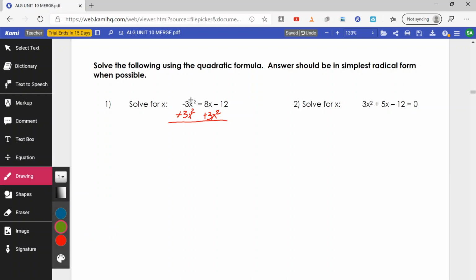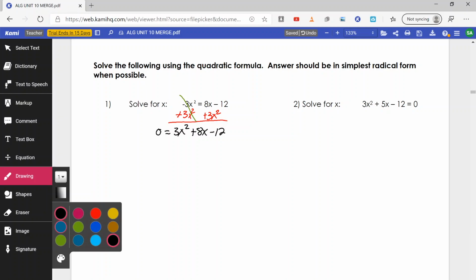And I cannot add 3x squared to 8x or 12. So what happens here is the 3x squareds cancel out on the one side, and it leaves me with 0 equals. And that's the important part. We are now equal to 0. And we have 3x squared plus 8x minus 12. And the reason I put the 3x squared out front is because we like it being in standard form. X squared being the highest exponent comes first, so 3x squared. And then 8x would be next. There's no sign, so we can say it's a plus 8x minus 12.